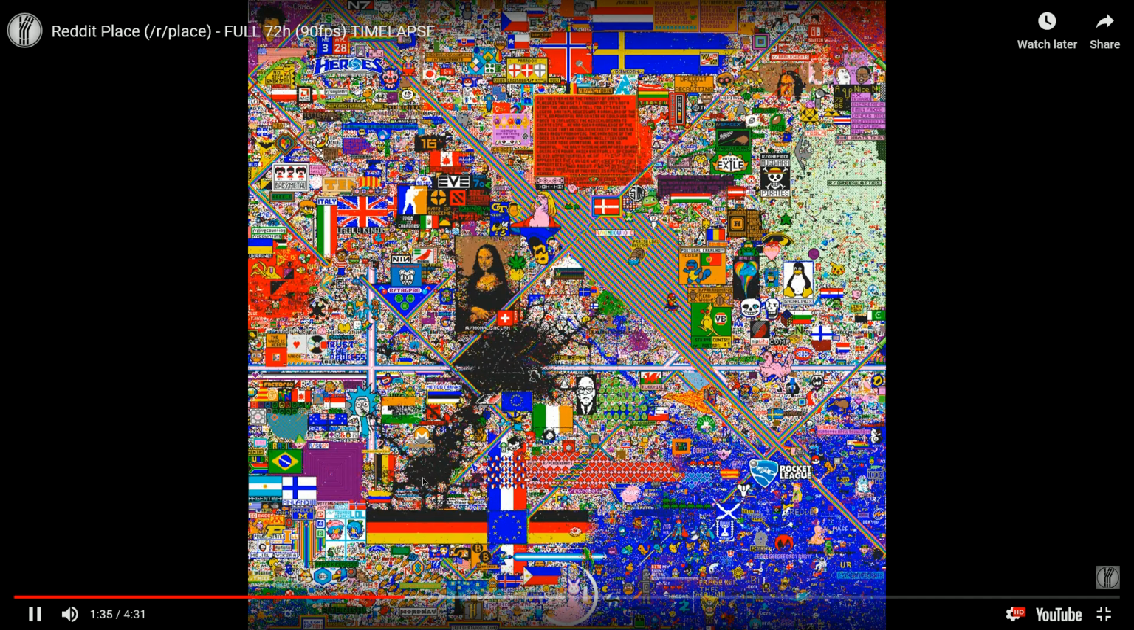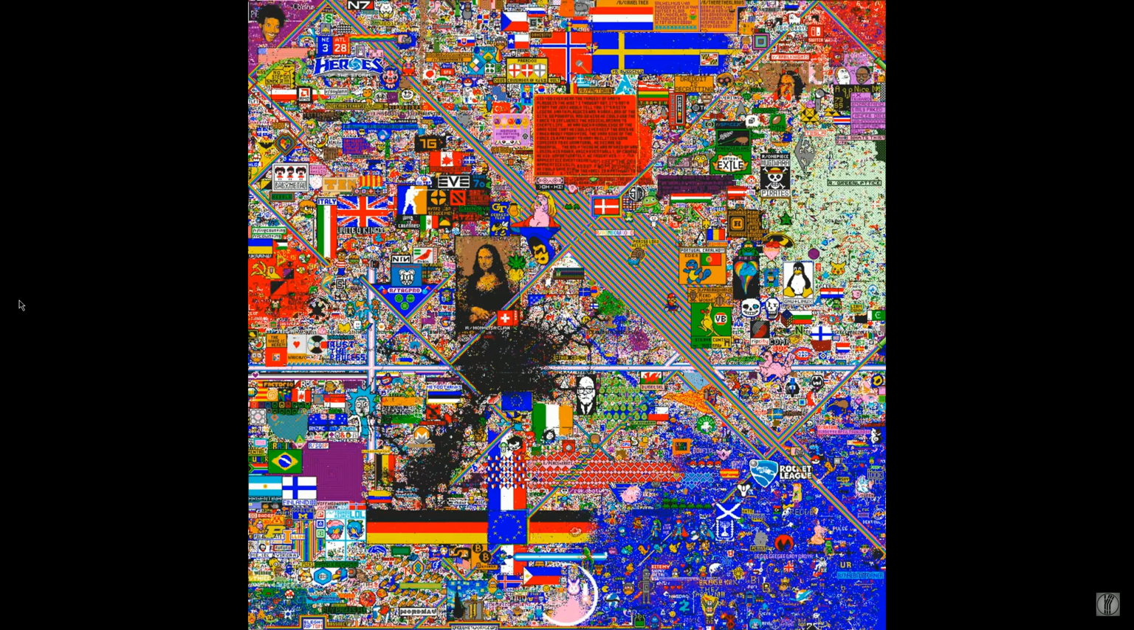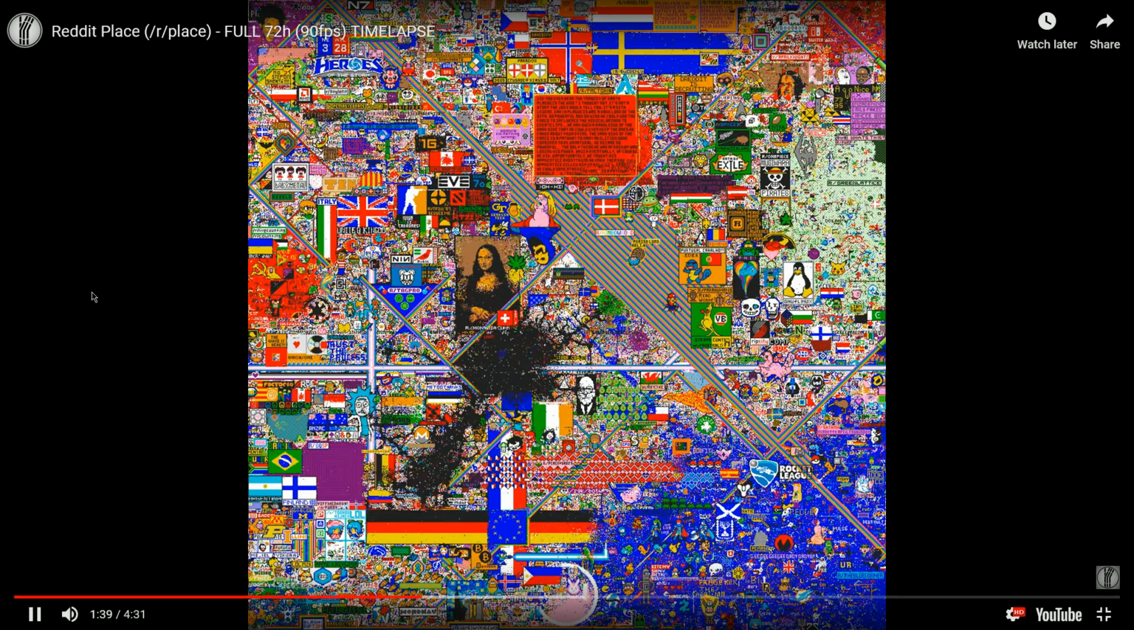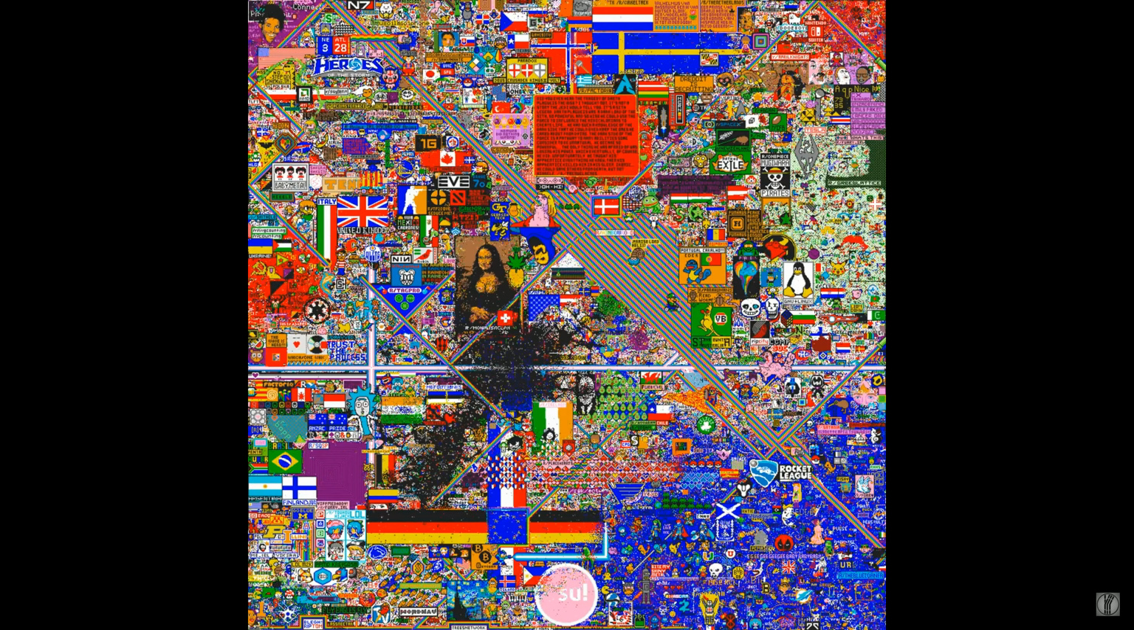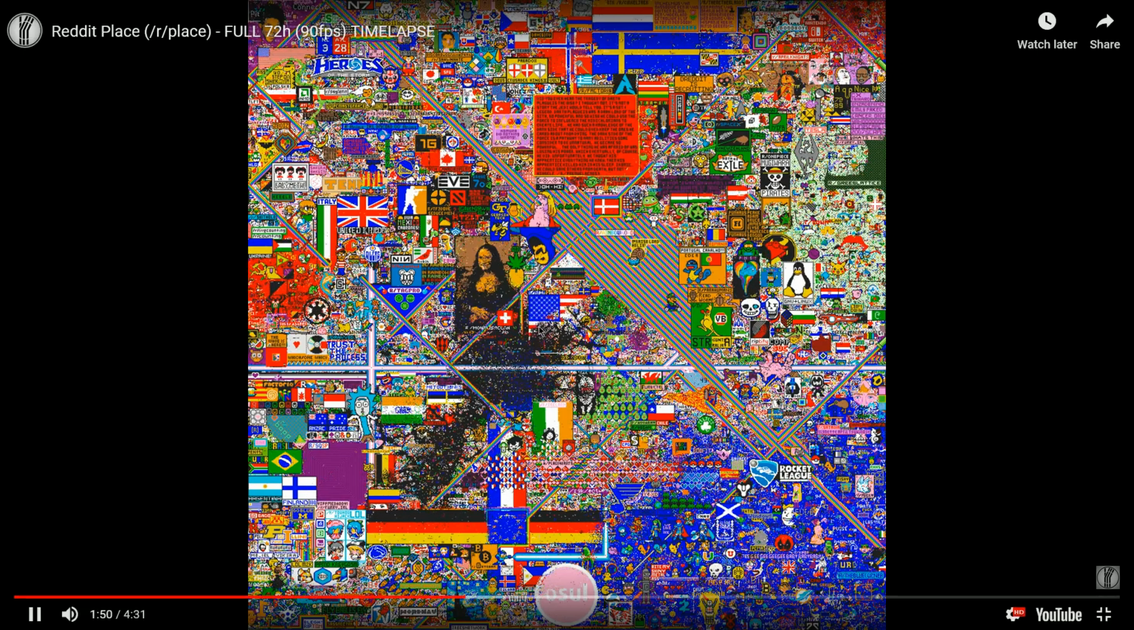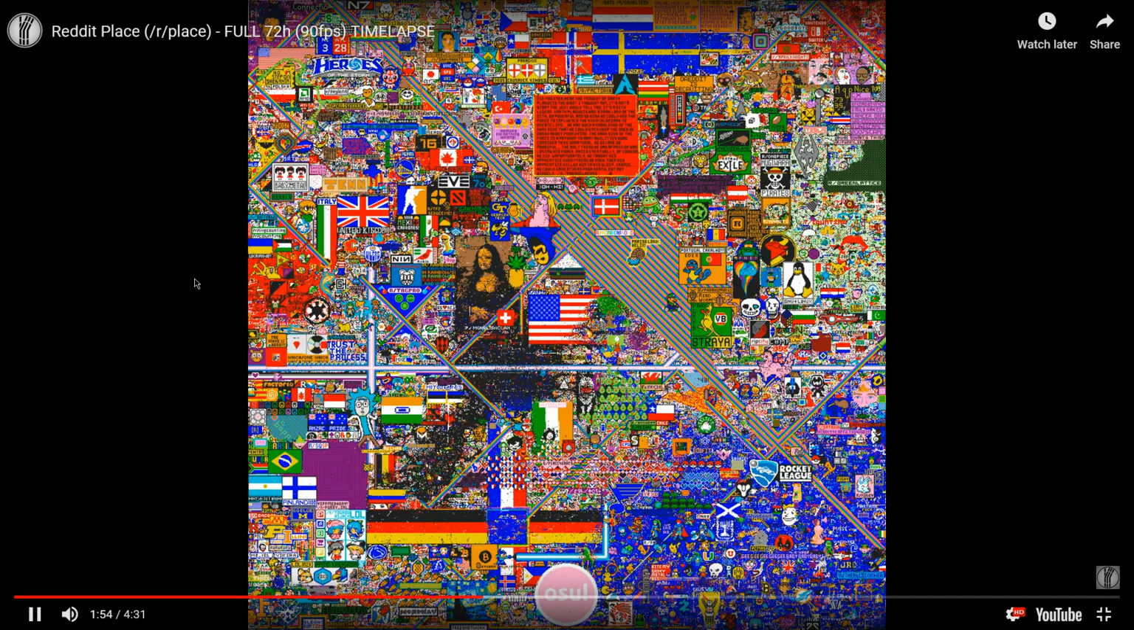This big black space here, this is called the void. And for a lot of the 72 hours, the void was this destructive force that was just going through and trying to eliminate things and trying to destroy things. And you can see very slowly the American flag is being built right dead center in the image, overcoming that void. The void almost took out the Mona Lisa, but didn't quite.